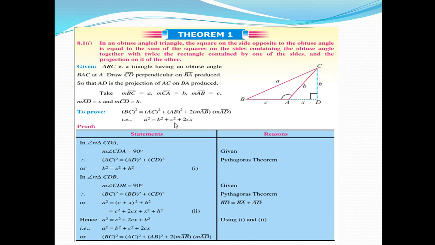In right angle triangle CDA, measurement of angle CDA is 90 degrees. Using the Pythagoras theorem, hypotenuse square is equal to the perpendicular square plus base square. The sum of the perpendicular square and the base square is equal to the hypotenuse square. Put the values in the equation of the Pythagoras theorem, then b square is x square plus h square, then get the value.